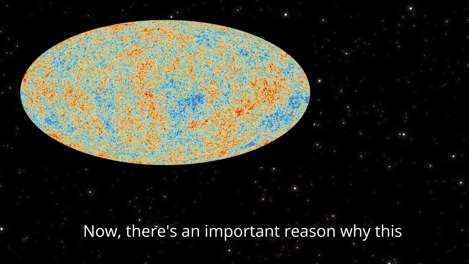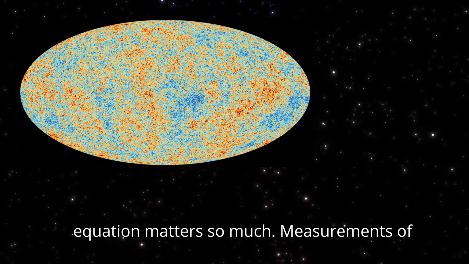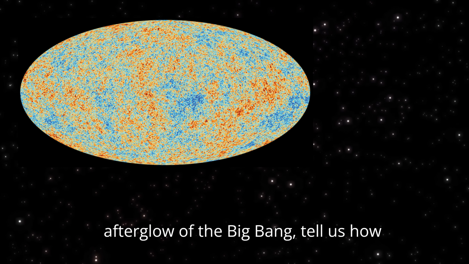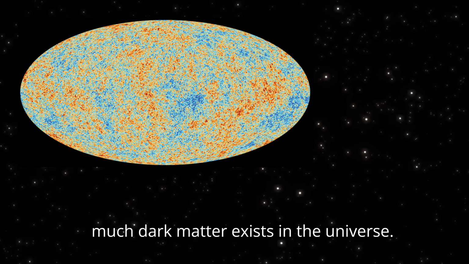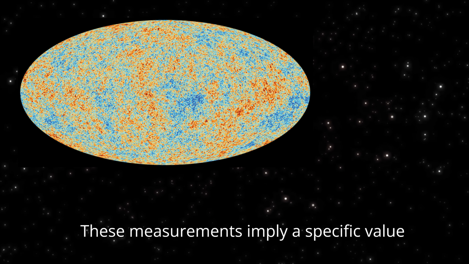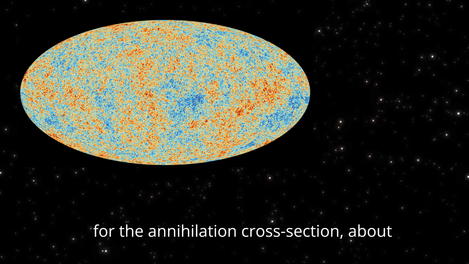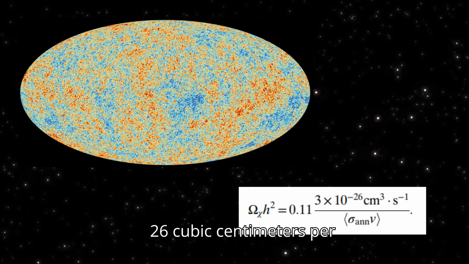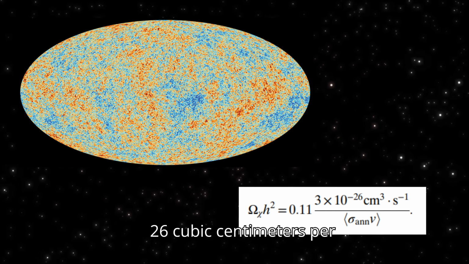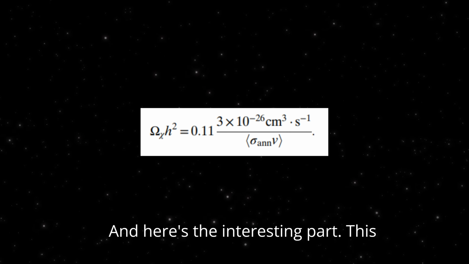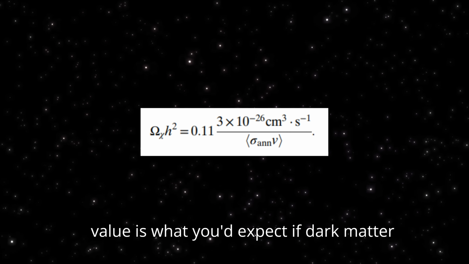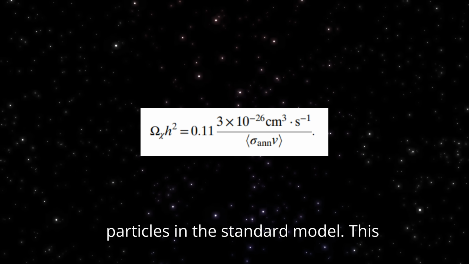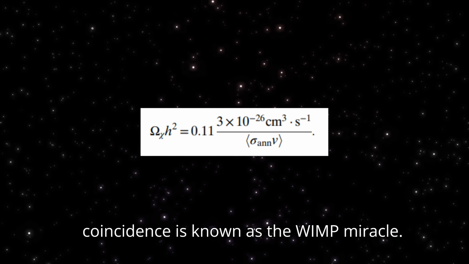Now, there's an important reason why this equation matters so much. Measurements of the cosmic microwave background, the afterglow of the Big Bang, tell us how much dark matter exists in the universe. These measurements imply a specific value for the annihilation cross-section, about 3 × 10^-26 cubic centimeters per second. And here's the interesting part. This value is what you'd expect if dark matter interacts via the weak force, just like particles in the standard model. This coincidence is known as the WIMP miracle.